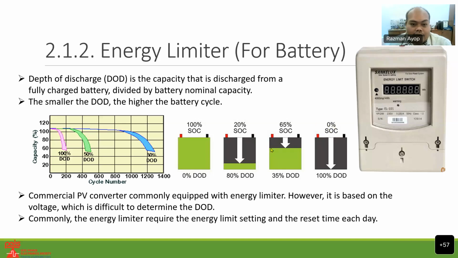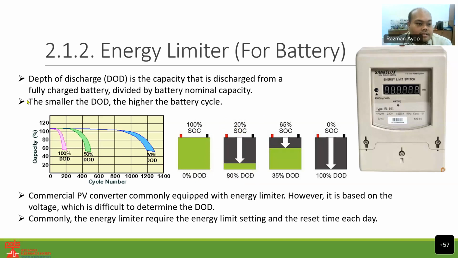The new term that I want to show you is called DOD, depth of discharge. So what is depth of discharge? It is the capacity that is discharged from a fully charged battery divided by the battery nominal capacity. So basically, DOD equals 1 minus SOC. DOD is the inverse of SOC. For example here, if your battery is at almost 20% SOC, your DOD is 80%.